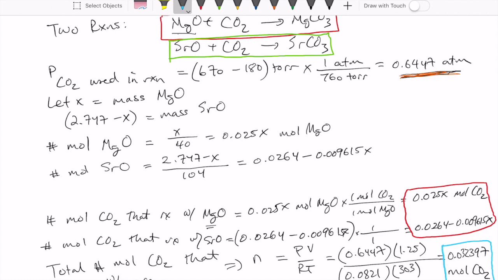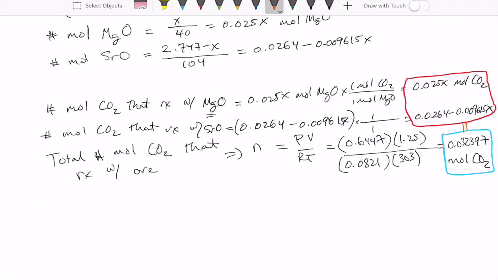The number we got earlier in red is the total CO2 that reacts with the ore too, but in terms of coming in from each oxide. Now, of course, these two numbers are supposed to be equal to each other. So what we can do now is let those two expressions equal each other, and then since we only have one variable in it, we can solve it. Okay?